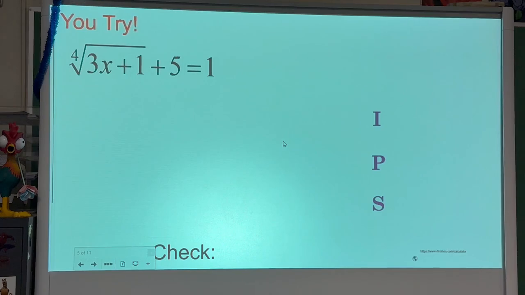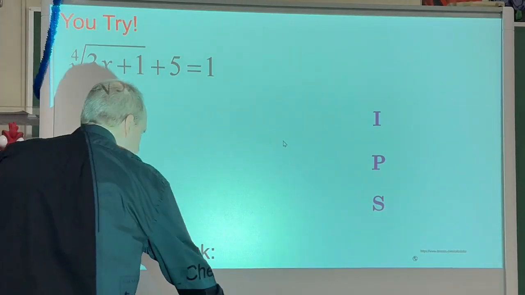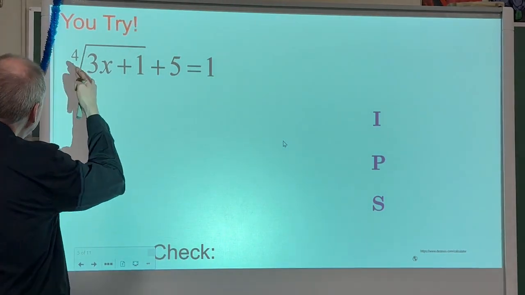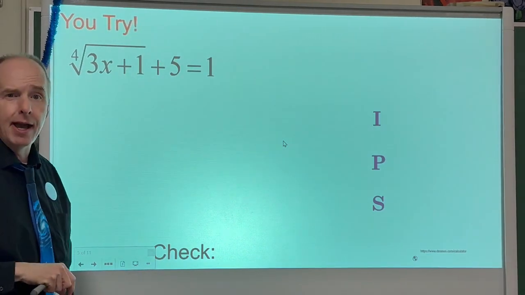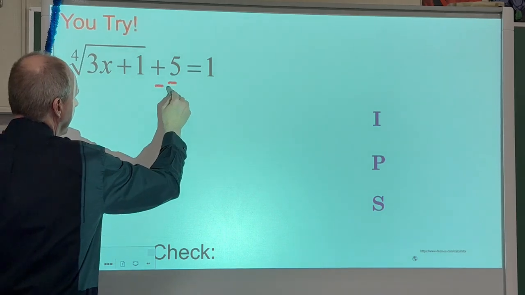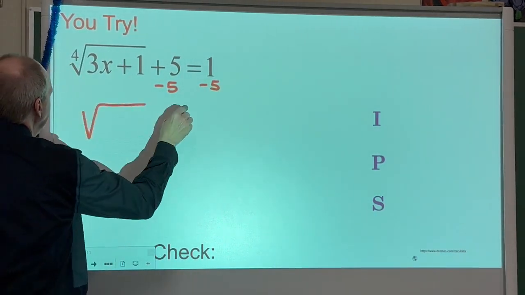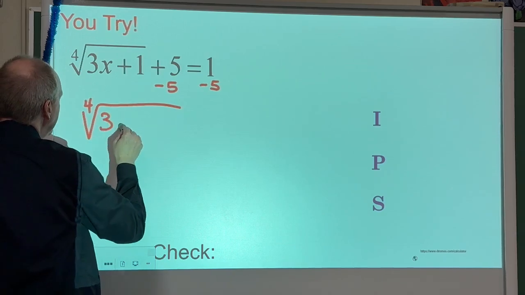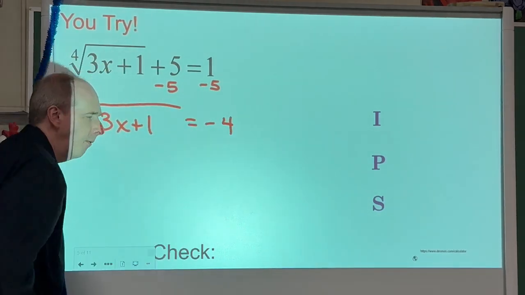All right, you try. Isolate, power, solve. Hit pause. Come on back in a minute when you're ready. All right, welcome back. First up, we look at our radical. Here's our 4th root. 3x plus 1 is under the radical sign. So what's outside of it? The 5. It's got to go away. Isolating. We have the 4th root of 3x plus 1 equals 1 minus 5, which is negative 4.